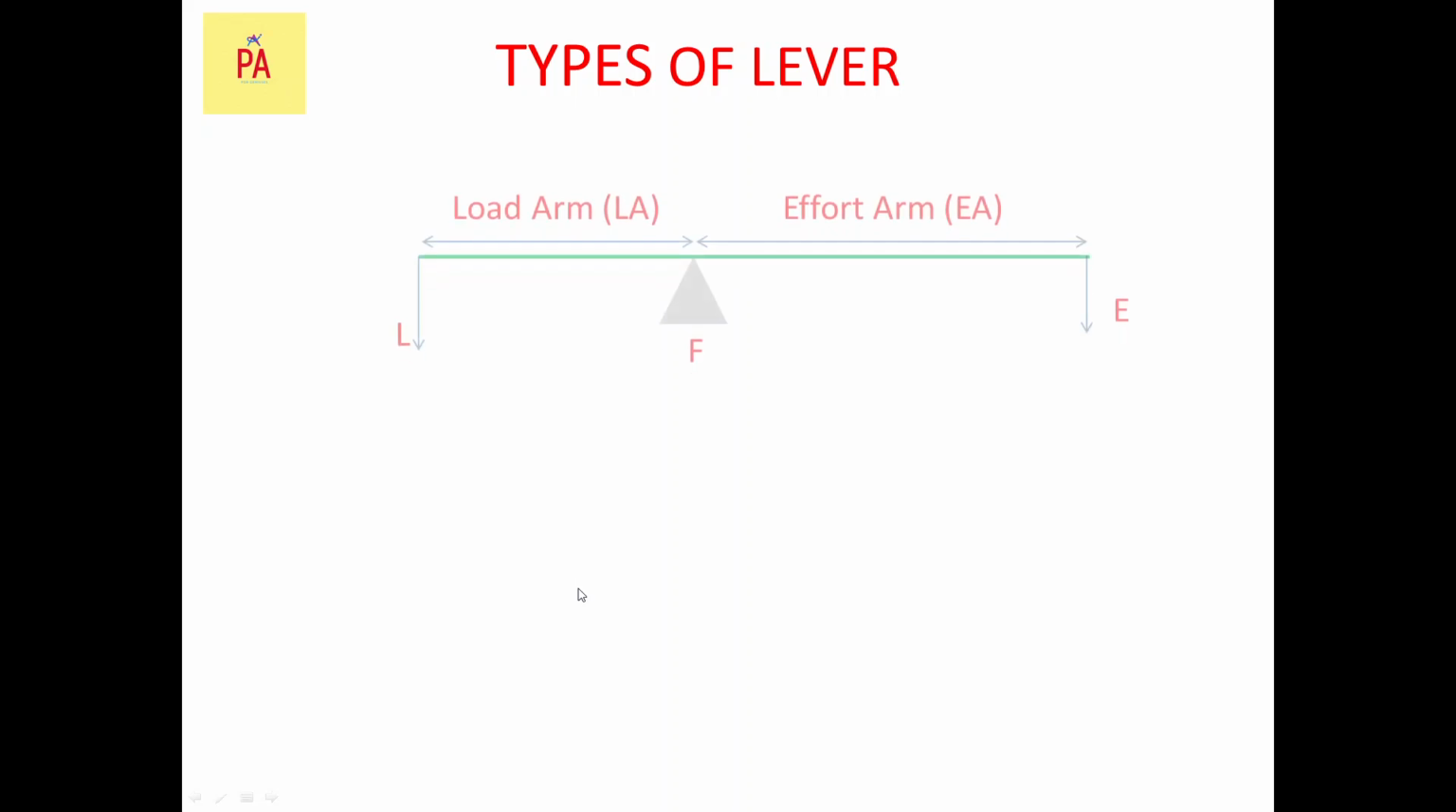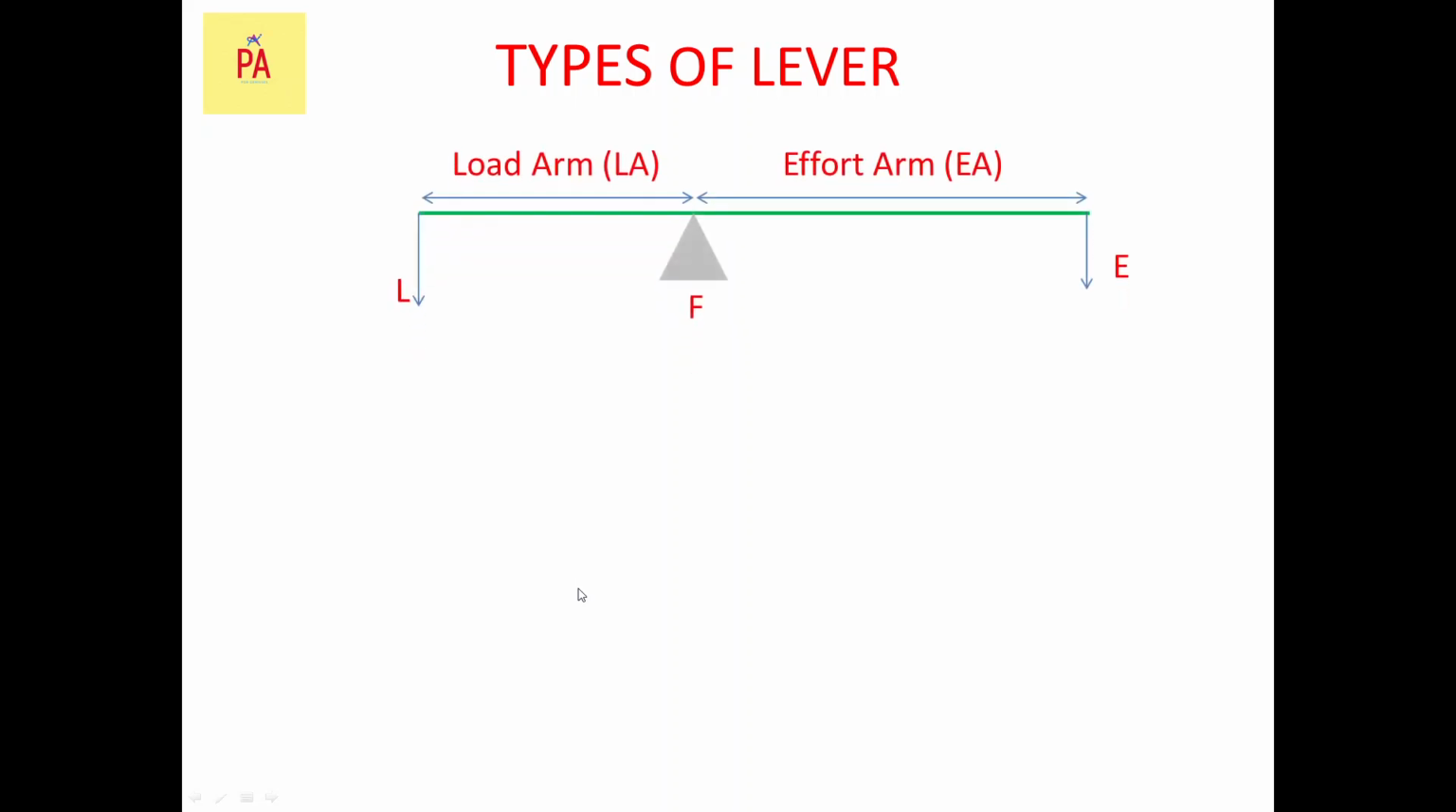Now the types of lever. When we talk about types of lever, we come across the class 1 lever, which is this one, the basic one, where the fulcrum is in the middle and the load is on the left hand side. I have considered the left hand side, so the load gives the anti-clockwise moment, and the effort I have taken on the right hand side, which gives you the clockwise moment.